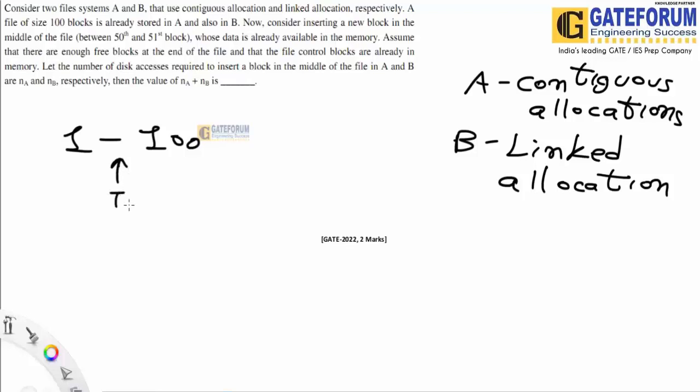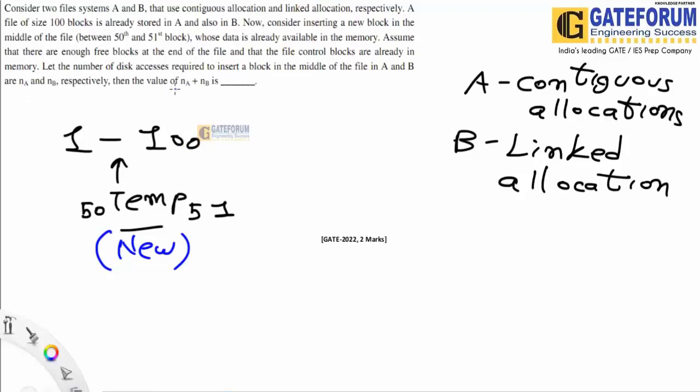Let's say this is a temp block. I'm just giving the name temp block. It's a temp block between 50 and 51. So this would be basically our new block, whose data is already available in the memory. Assume that there are enough memory blocks at the end of the file and the file control blocks are already in the memory. So basically everything is present in the memory. You don't have to bring anything from the disk.